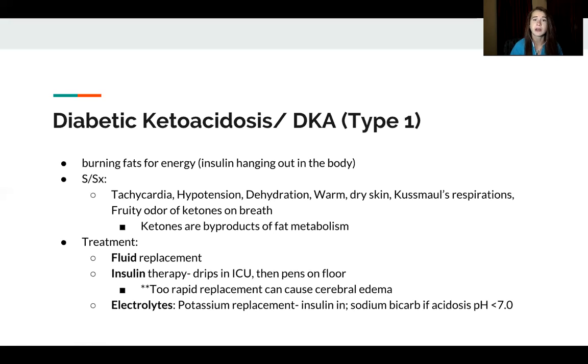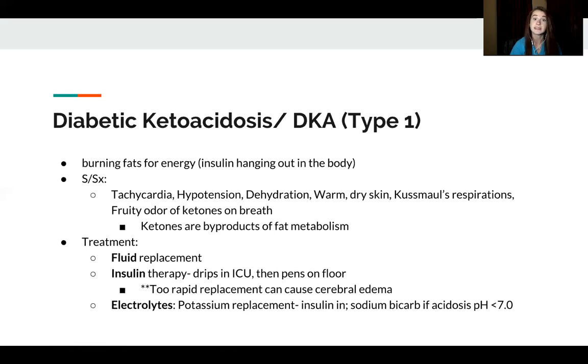They'll often start out in the ICU under an insulin drip with close monitoring and then transition to insulin pens when they get back to the floor. And too rapid replacement can actually cause a cerebral edema, which is where the brain is swelling because it's filled with all this fluid. So it's a very gradual thing and it has to be monitored very strictly.